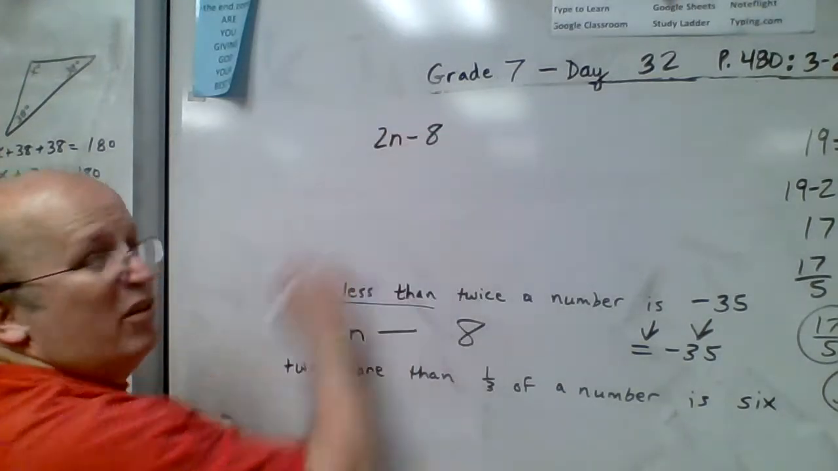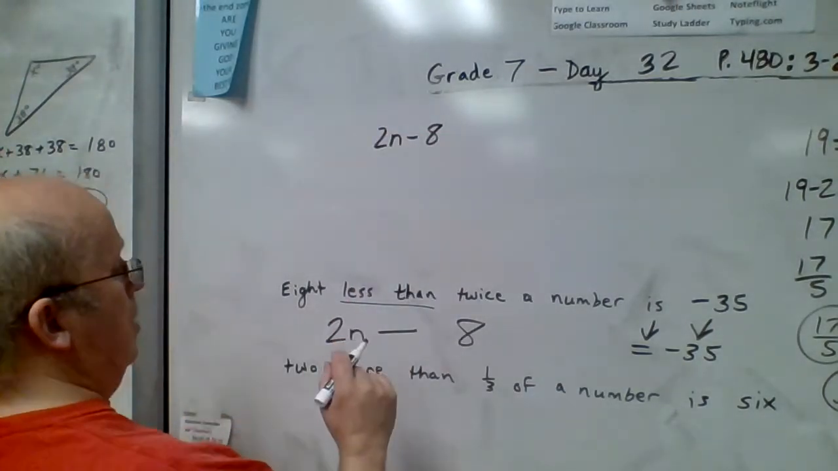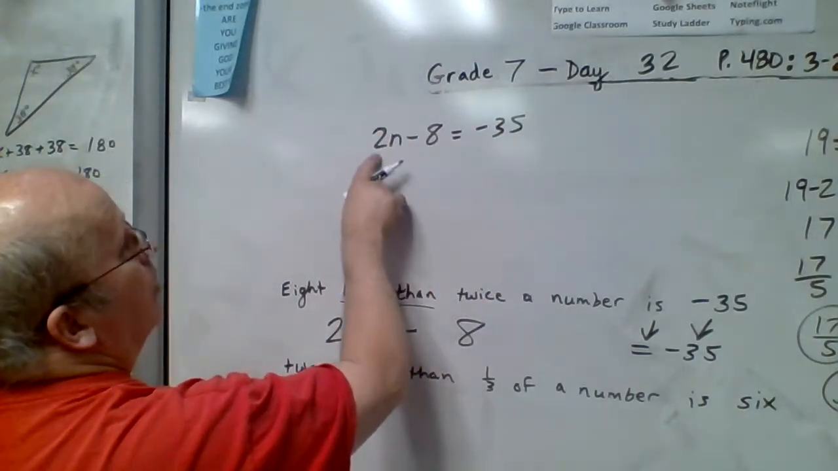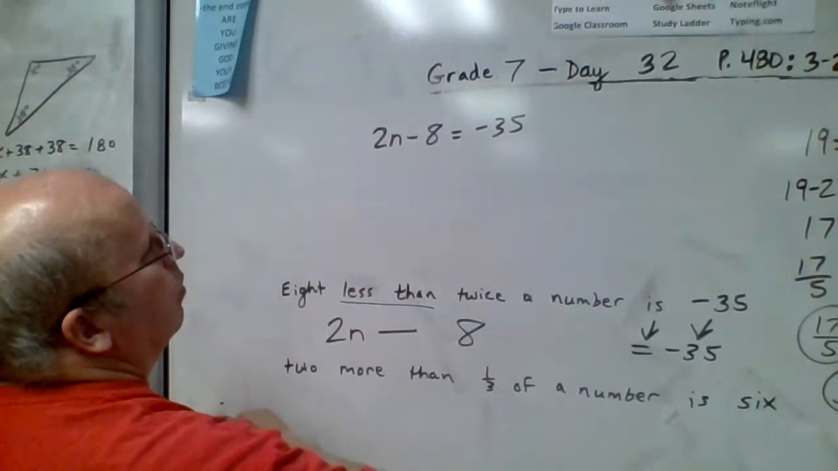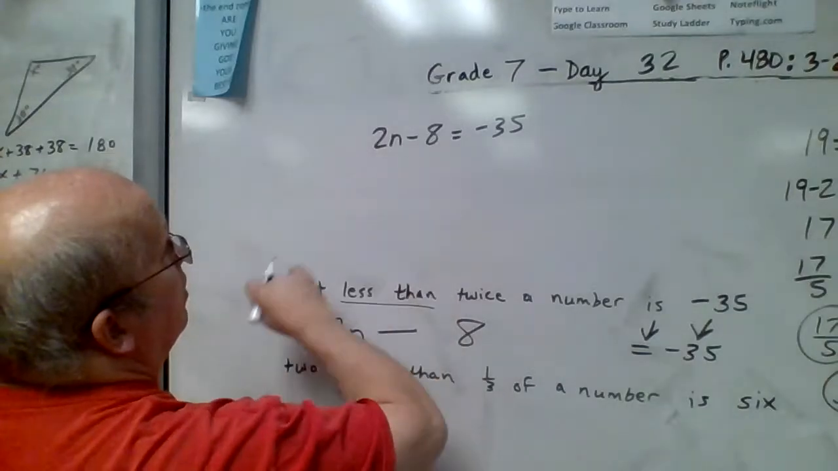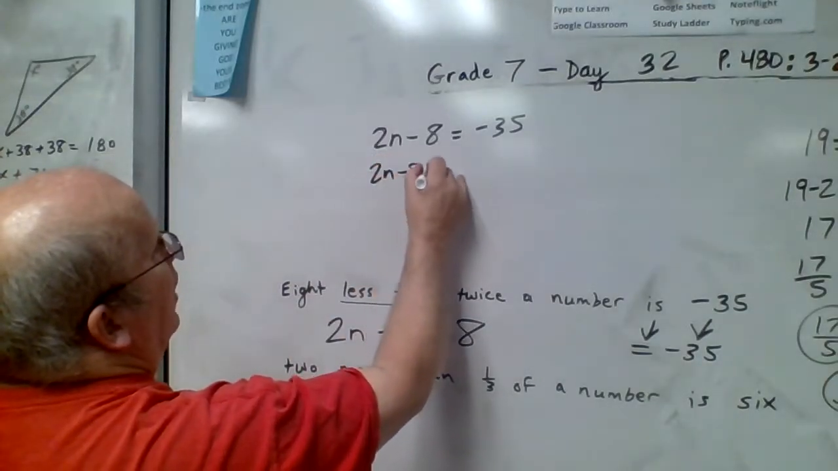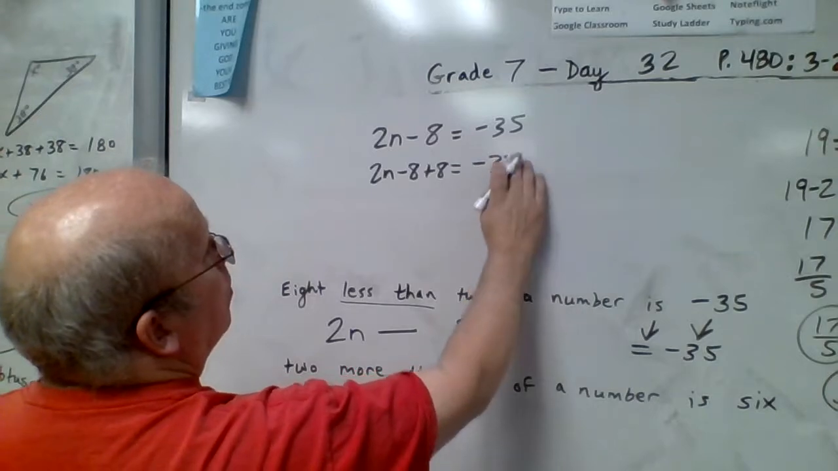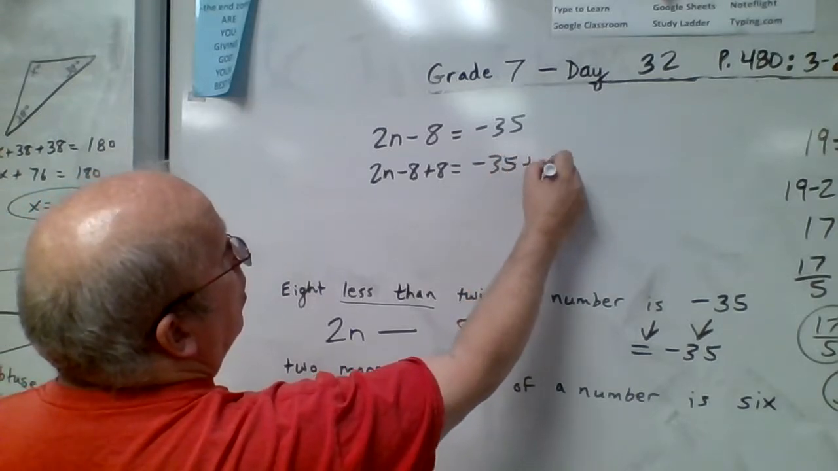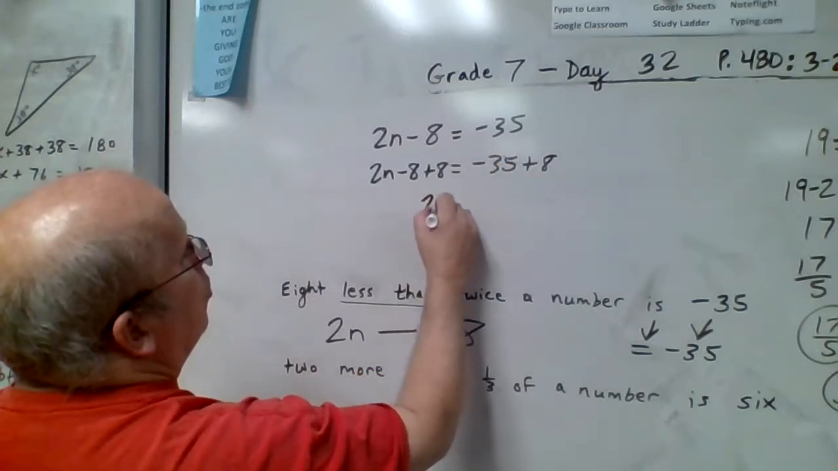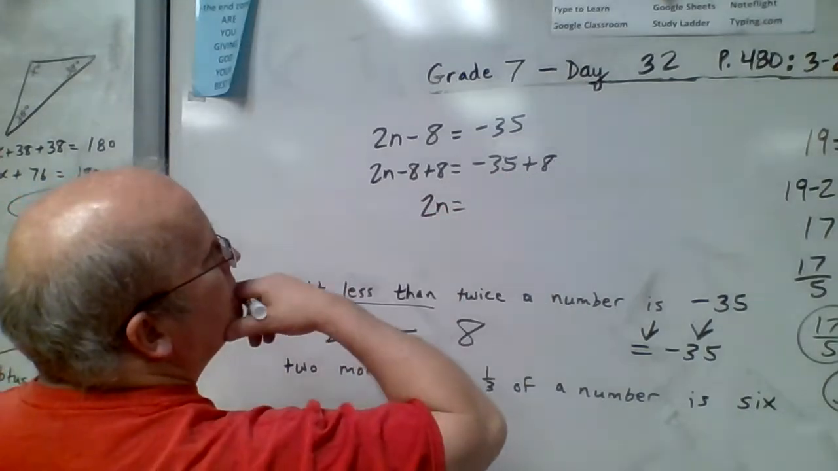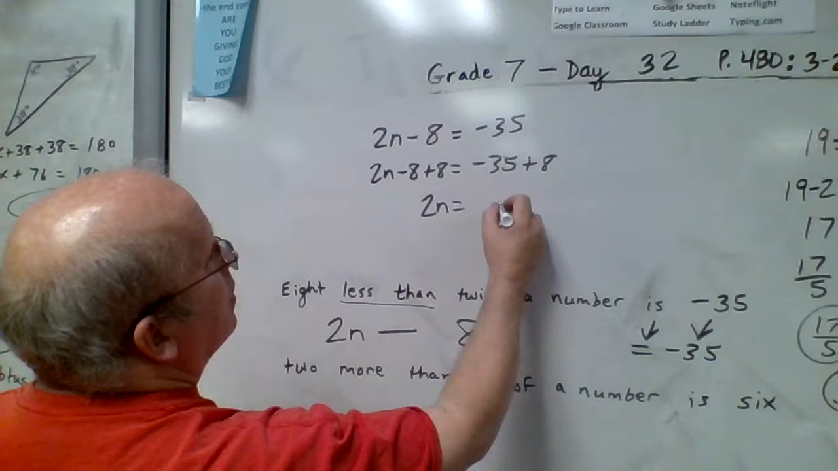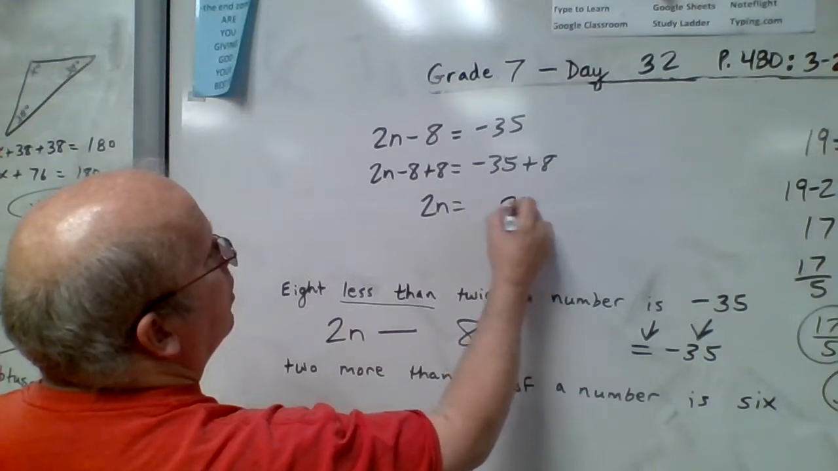Okay, how do we solve this? Is that on the screen? Yep, it's on the screen. So 2n minus 8 equals negative 35. We're going to have to get rid of the 2 and the 8. Which one do we get rid of first? Well, we got to get rid of the 8. What's the opposite of subtracting 8? Well, we're going to add 8 to both sides. And over here we get 2n. Over here, what do we get here? That's negative 27, isn't it?